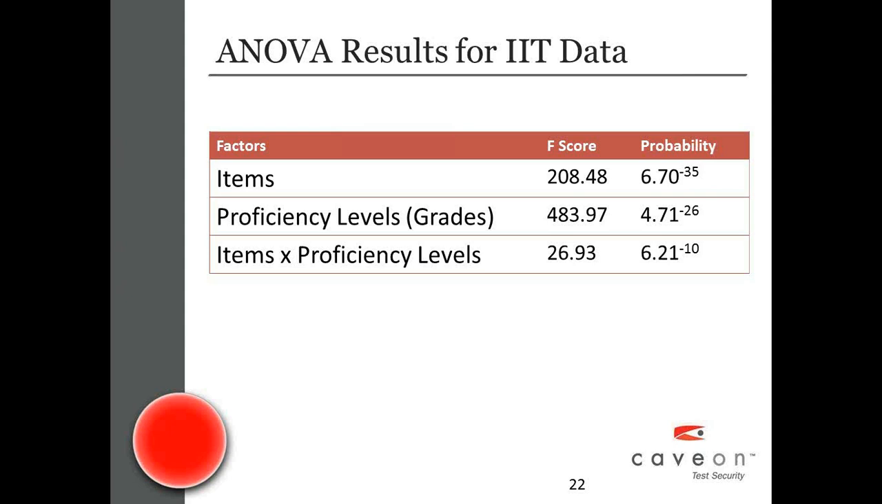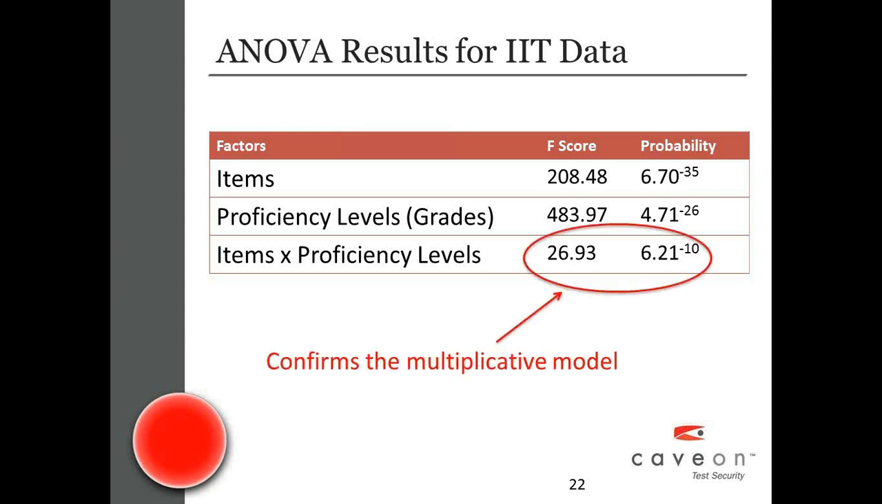But more importantly, and hit the little click button there, Steve, please, the interaction effect is significant. That indicates the two lines are definitely not parallel. The chance of that F-score is around 1 in a million, with 10 zeros, so longer than a billion. And so it confirms the multiplicative model is in use here.